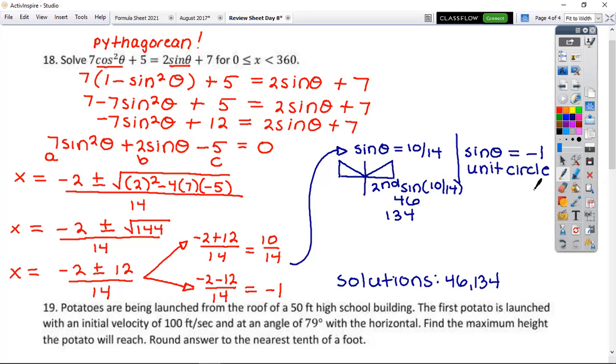So type in sine of 0. Does it work? No. Type in sine of 90. Does that one give me -1? Nope. Try again. So do sine of 180. Does that work? Nope. And then sine of 270. How about that one? You got it. Yep. So 270 degrees is going to be your final answer.